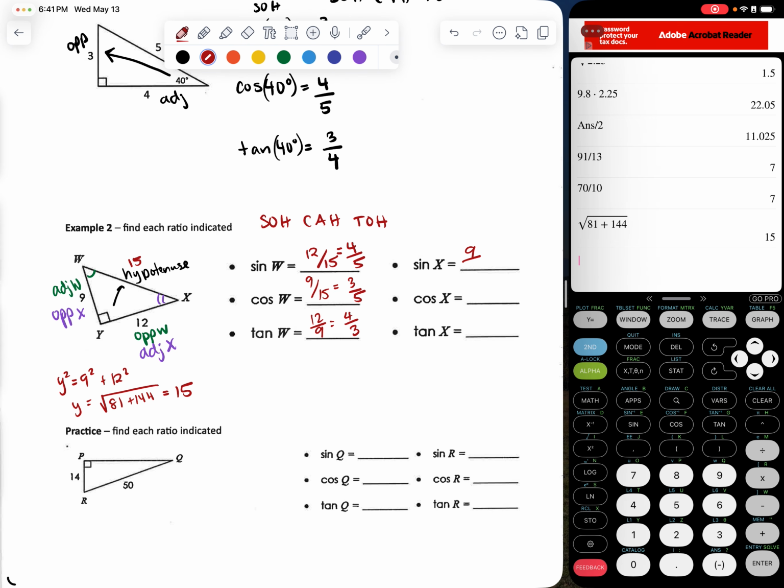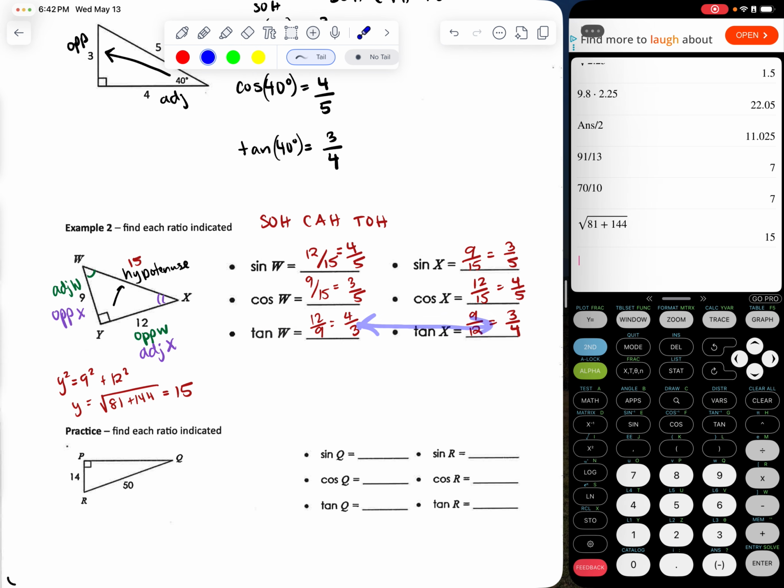Sine of X will be the opposite X, which is in purple. That is 9 over the hypotenuse 15. Again, that simplifies to 3/5. Cosine of X is the adjacent X, 12 over the hypotenuse 15, which is 4/5. And tangent is the opposite X. Opposite X is 9 over the adjacent X is 12. So that is 3/4. Notice when you change the reference angle, the tangent flips over and sine and cosine switch.